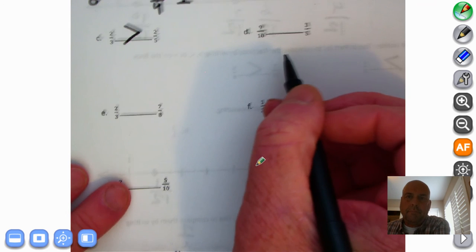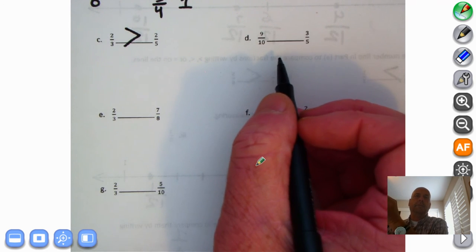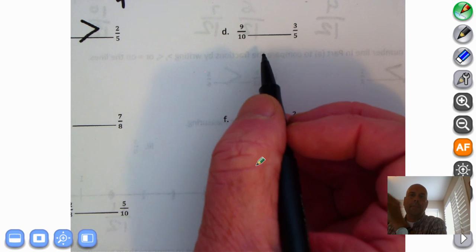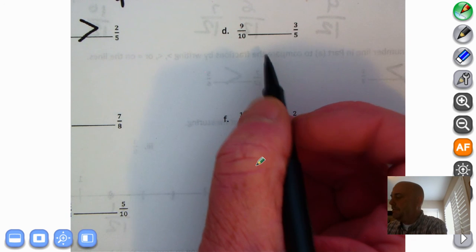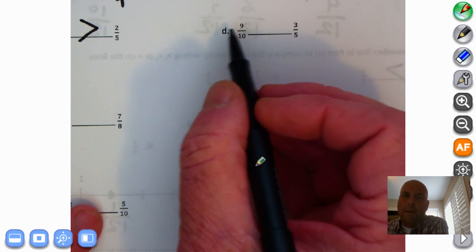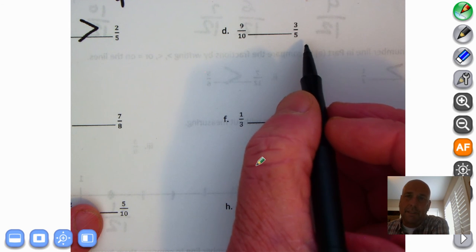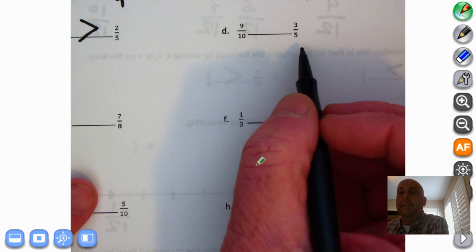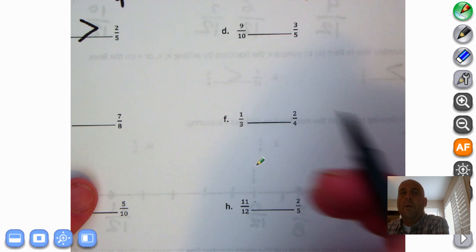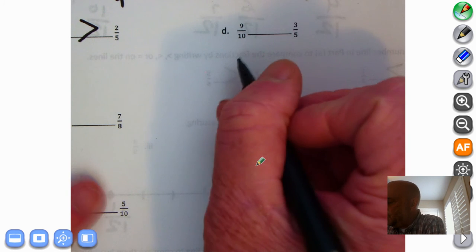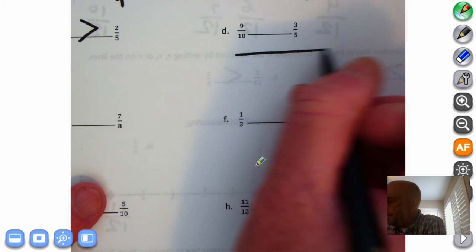Excuse me. Over here on this next one, D, before we take a break, let's look at this one carefully. It's 9/10 and 3/5. Well, I have 1/10 here to go to 10/10 and 2/5 here to get to 1 whole or 5/5. What's one way we can look at this? Take a look here. Draw with me.